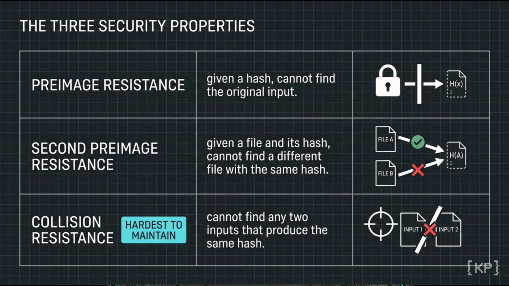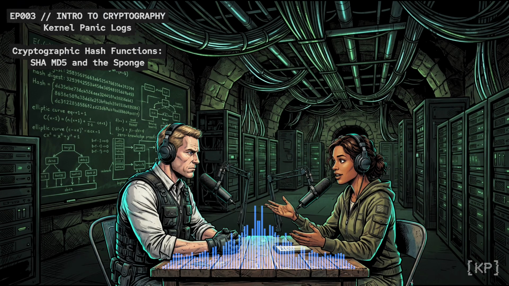Sure. So the first property is pre-image resistance. This means that given a specific hash output, it is computationally infeasible to find its original input. So if a database leaks a list of hashed passwords, an attacker shouldn't be able to just reverse engineer the passwords from the hashes alone. Exactly. You can't work backward.